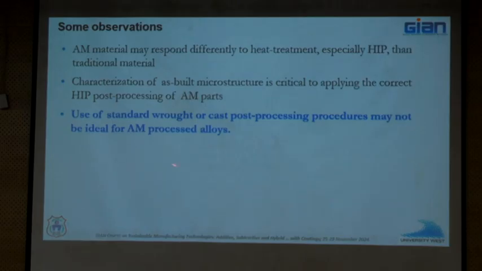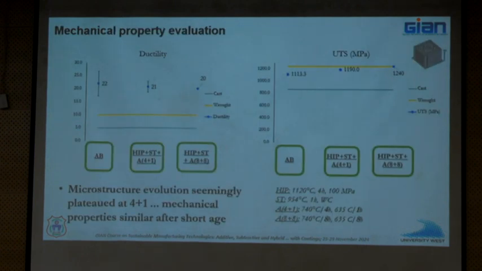So, the takeaway message for me is that the standards which currently exist for standard wrought or cast materials may not be ideal for AM. They will work for AM, but I think you do not need to spend so much money to do a 20-hour cycle when you can do it in 5 hours, right?